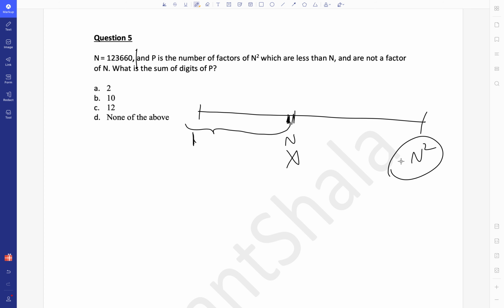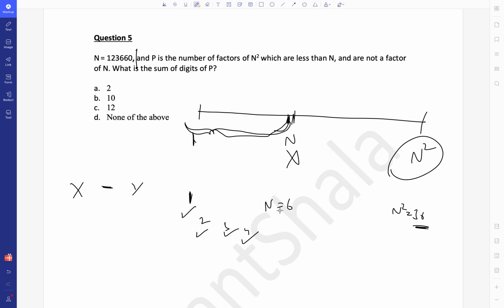Okay, so first task is to find how many factors of n square exist here in this space. Let that be x. Then if we find how many factors of n exist in this space, let that be y, if we subtract that, does this give us the answer? Let's take an example. Let's say n is 6. n square will be 36. How many factors does 36 have before 6? It has 1, it has 2, it has 3, it has 4. It doesn't have 5, and we are talking about less than 6.